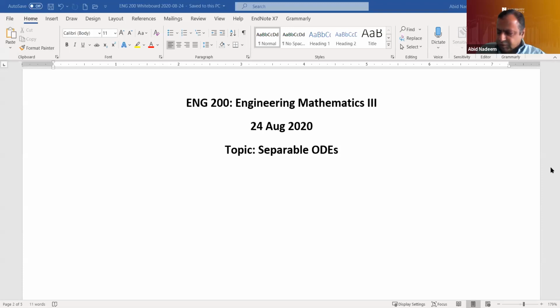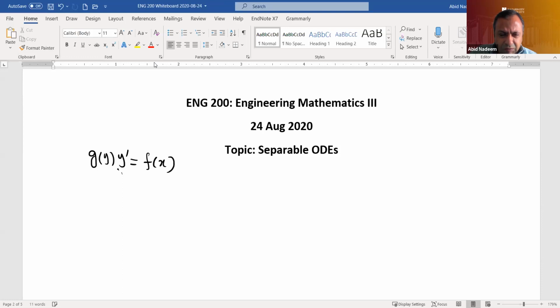Okay. So our topic is separable ordinary differential equations. These are one of the simplest kinds of ordinary differential equations which we can solve. These differential equations are of the form, for example, if I write it somewhere like here, g(y) y prime is equal to f(x).